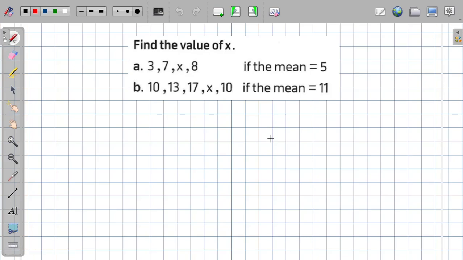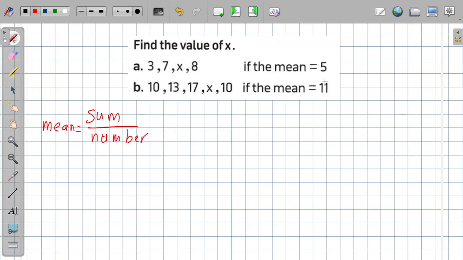Next, I want to try to find a missing number when I have the mean of the data set. So I have 3, 7, x, and 8, and the mean is equal to 5. So I want to find the value of x. So what can I do? Let's substitute in the rule of the mean. So the mean equals the sum of values over the number of these values.